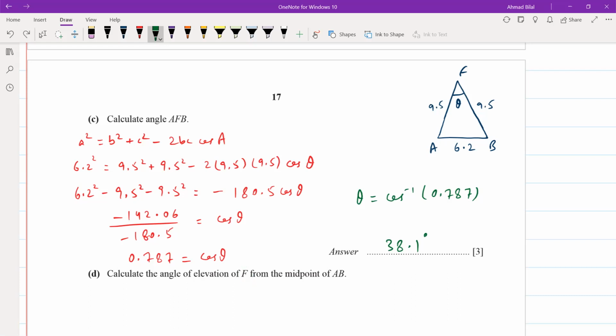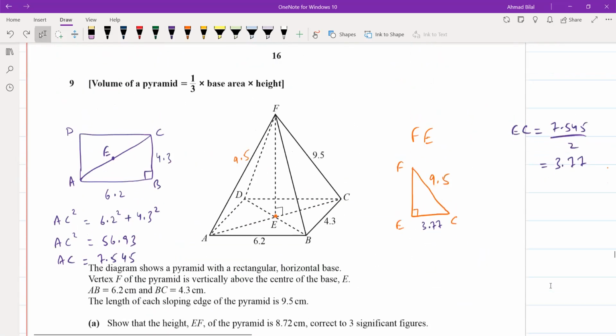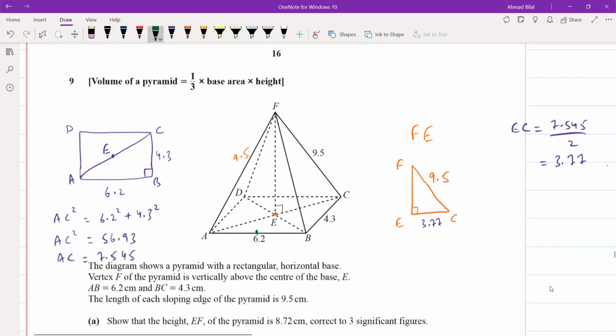From the midpoint of AB. So now you basically want to stand here at the midpoint of AB. यहाँ पे आप खड़े होके आप देखना चाहते हो कि ये एंगल क्या बनता है आपका, ठीक है? Now again, F के साथ आपने कनेक्ट करना है इस AB के मिड पॉइंट को.